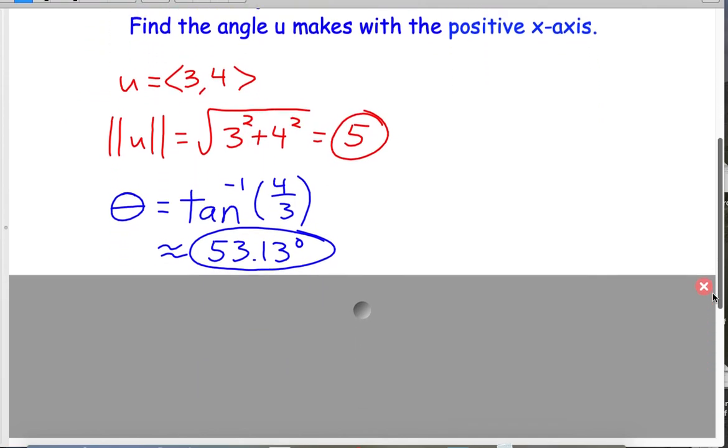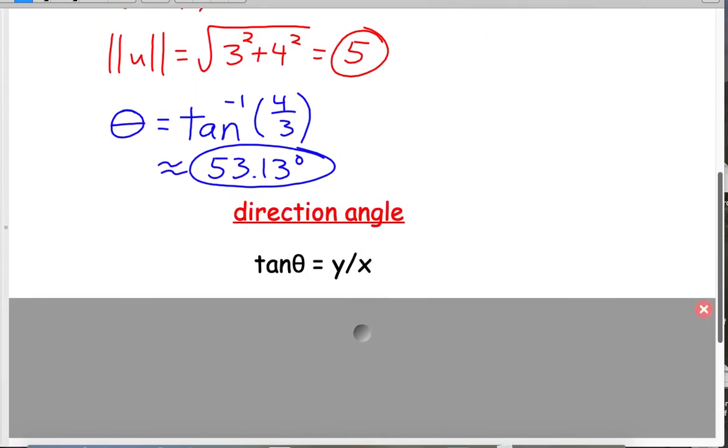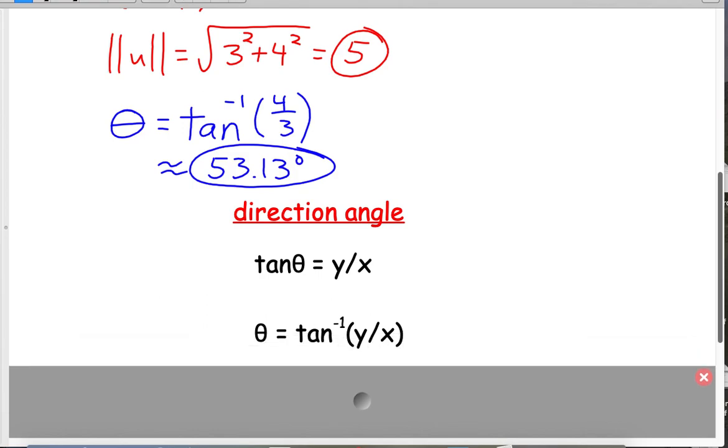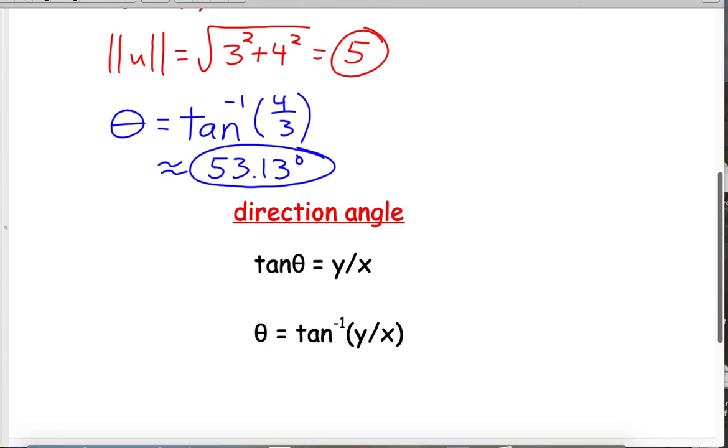So that angle that we just figured out, that's referred to as the direction angle. And to find the direction angle, you just do the inverse tangent of the y component over the x component. Okay, so now you should be ready to finish the rest of those problems on worksheet 1.2.